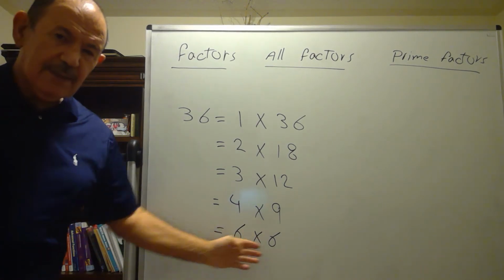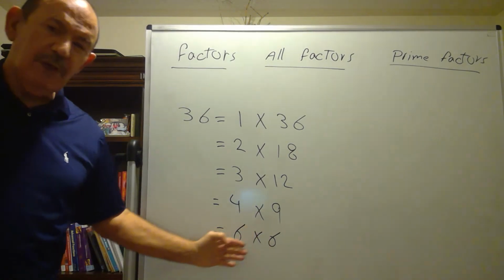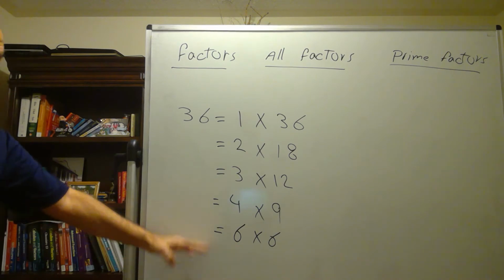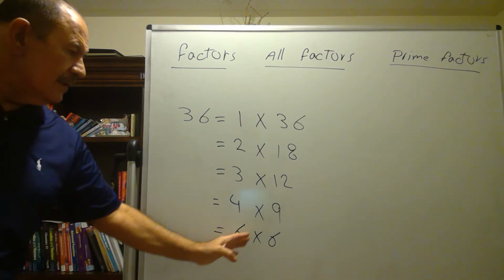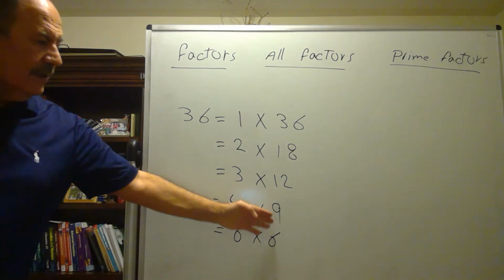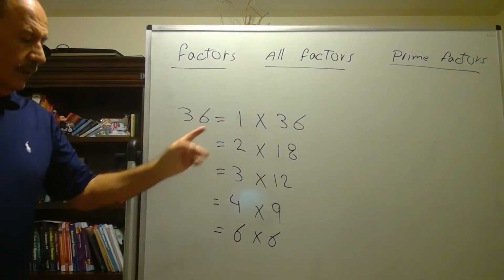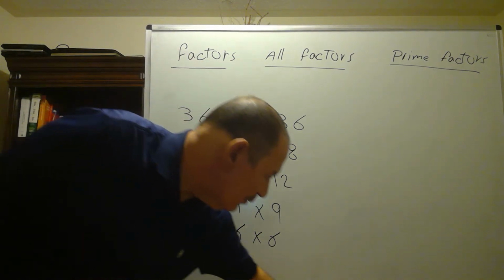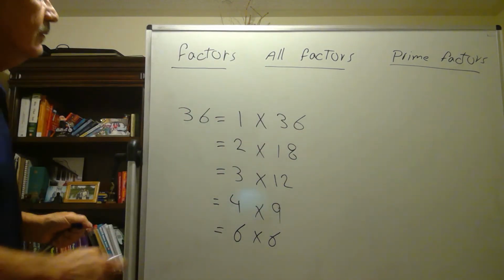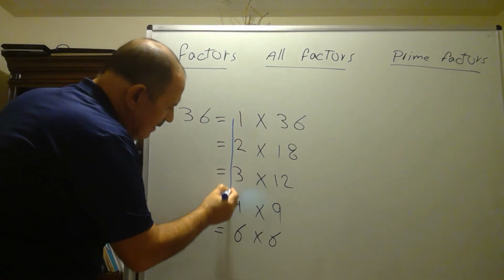Because these two numbers are close to each other or equal to each other, if I continue again, it's gonna be 6, then 9, then 12, then 18, so I don't need to continue. What are all the factors of 36? Just move in this direction.